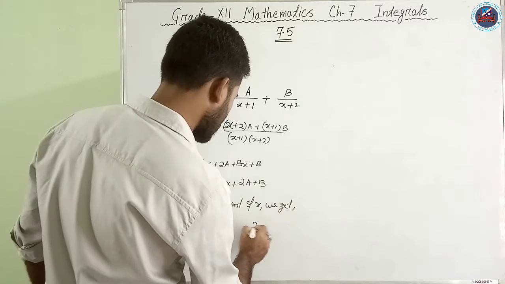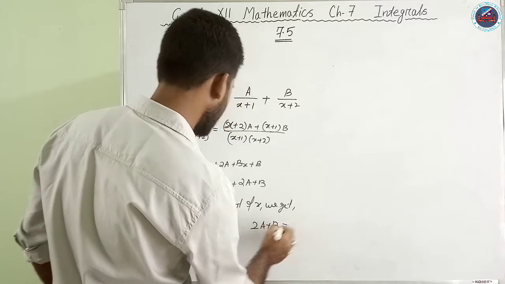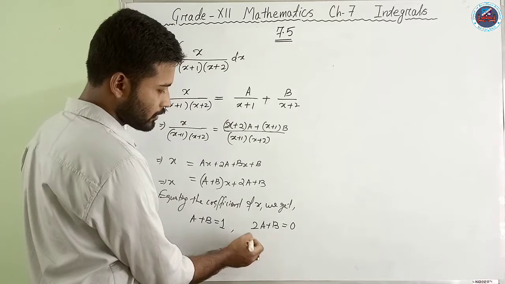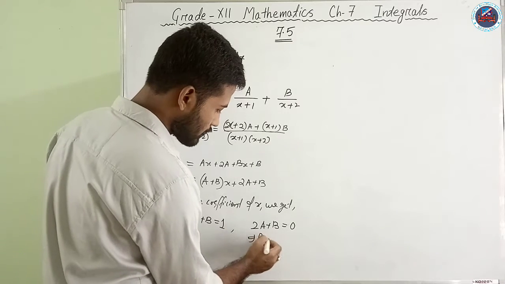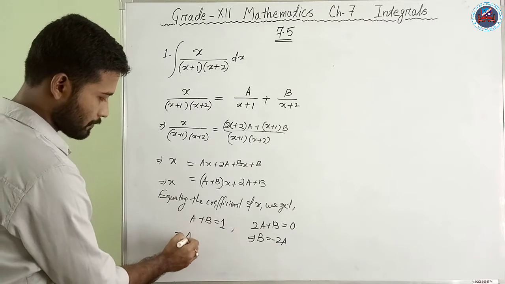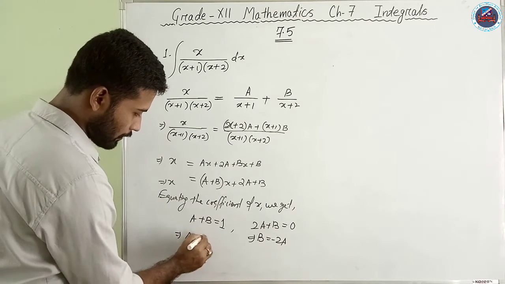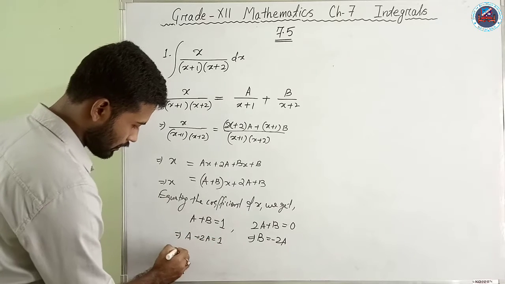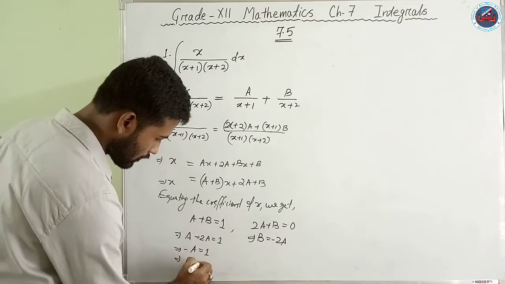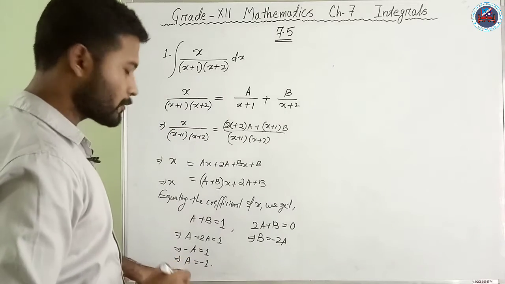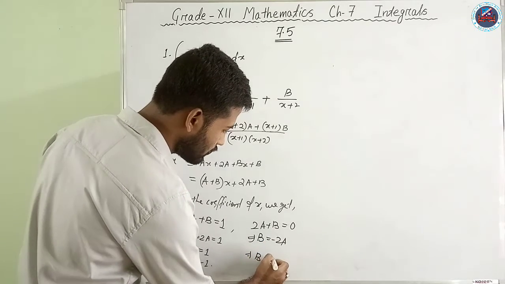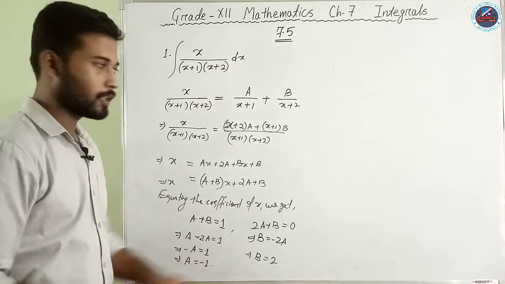And what about 2a plus b? Because here we do not have any constant, this will be 0. This implies b is equal to minus 2a. In place of b I can replace it by minus 2a, so minus 2a plus a is equal to 1, and this will give us minus a is equal to 1, which implies a is equal to minus 1. Now since a is minus 1, our b will be 2. Therefore we have got the values of a and b.